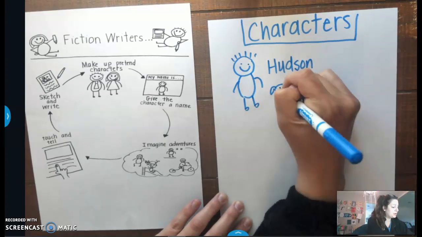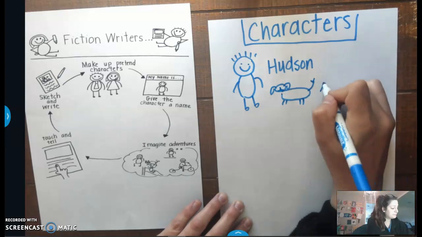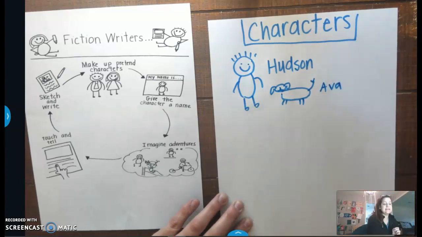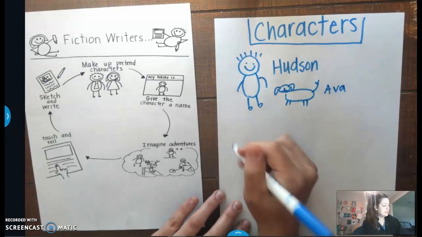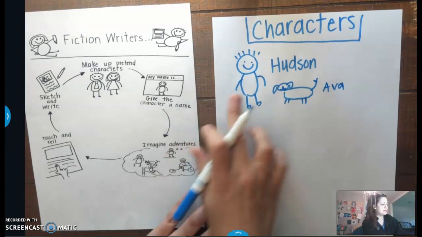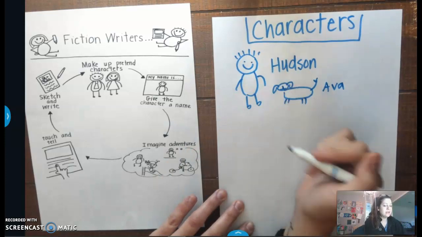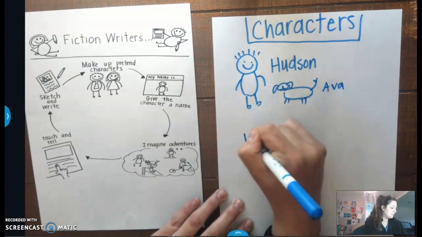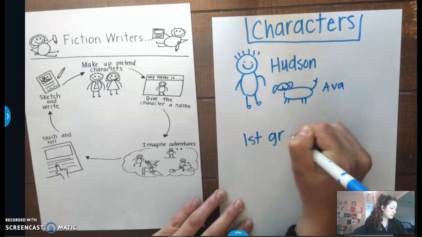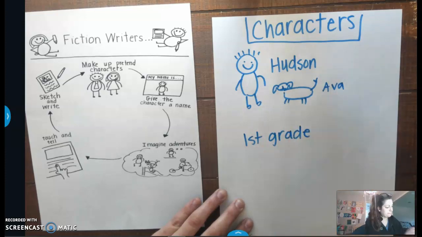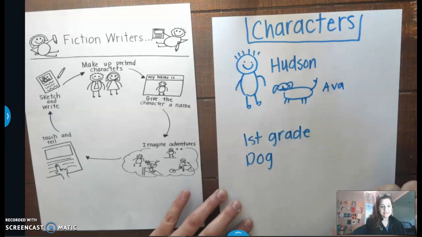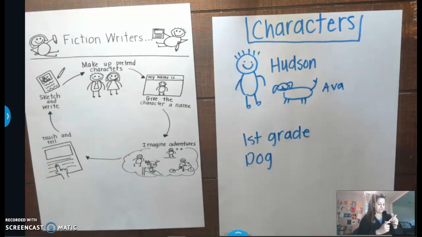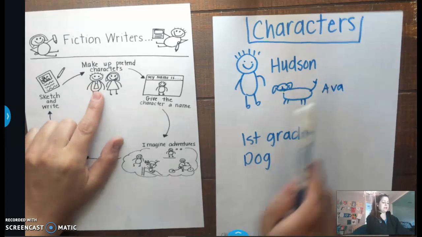We're going to name her Ava. Hudson and his dog Ava like to go on adventures. So I'm going to write a couple of things about Hudson and Ava. So Hudson's a first grader. So he's in first grade. He has a dog named Ava. Okay. So now I have my characters.